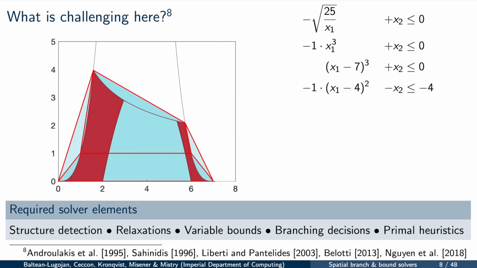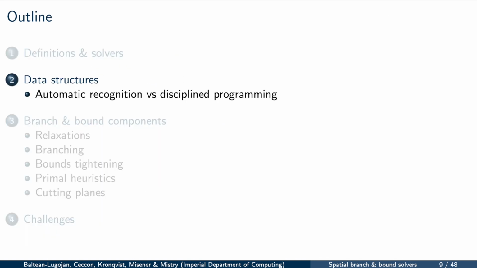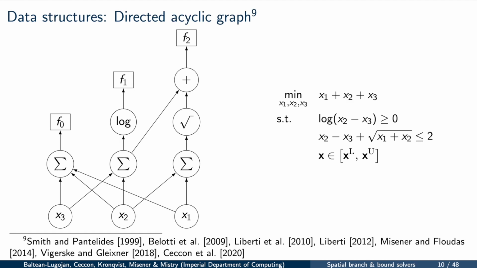Primal heuristics, that is finding where are good solutions, is also very challenging in this particular space. So far what we've done is we've talked about what's challenging with respect to this particular type of optimization problem. Now let's talk about what people do with respect to data structures to try to be able to manage the difficulties in these type of optimization problems. First, let's talk about a directed acyclic graph.